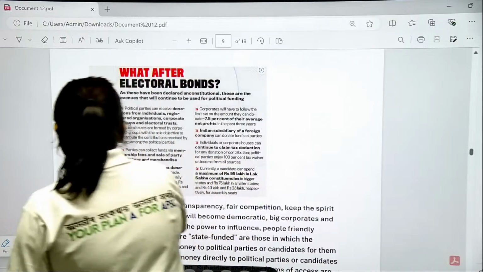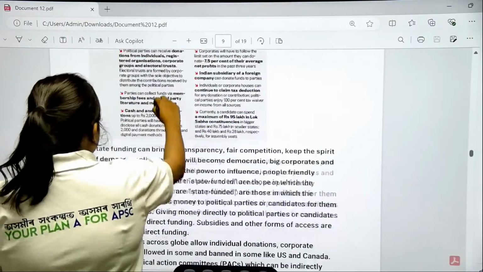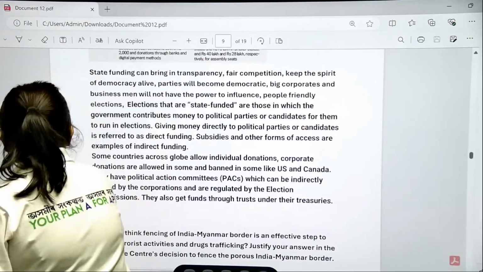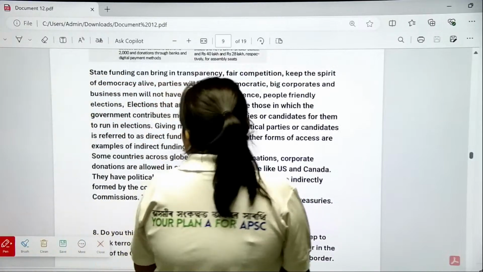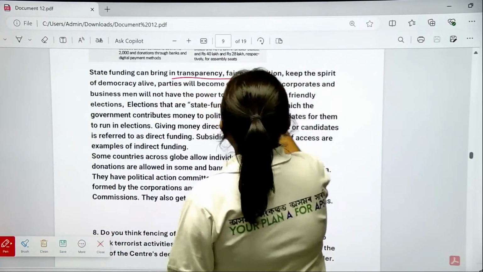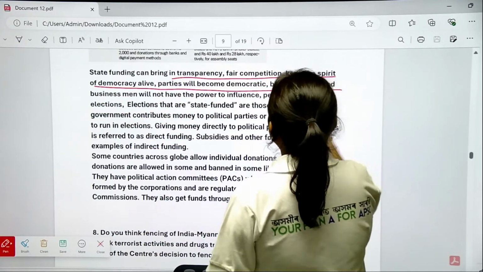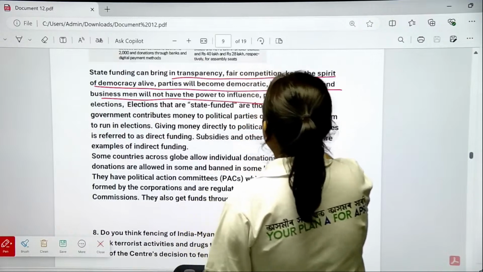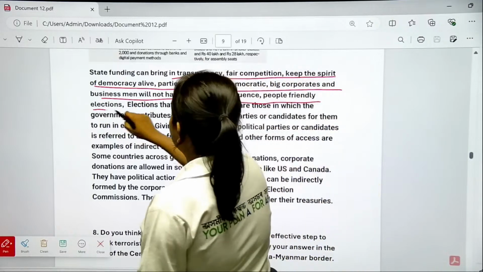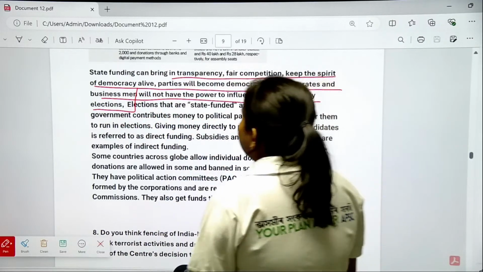So this is the content, the body. State funding can bring in transparency, fair competition, and keep the spirit of democracy alive. Parties will become democratic. Big corporates and businessmen will not have the power to influence people. A people-friendly election, etc. So what does state funding mean?